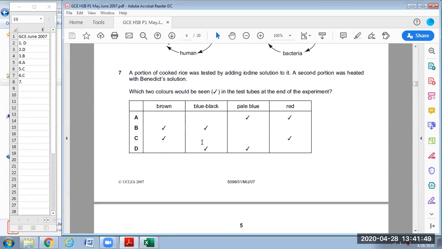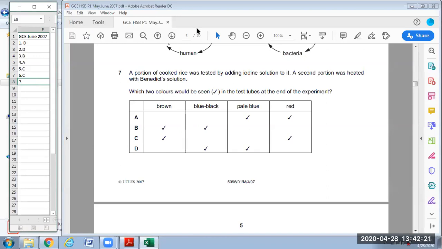Seven. A portion of cooked rice was tested by adding iodine solution to it. A second portion was heated with Benedict solution. Which two colors would be seen in the test tubes at the end of the experiment? So you all have to go through your food tests. There are 4 food tests. I showed you all the videos with the setup, the steps. Miss, I had either B or D. I couldn't figure out which one. I know that the blue and black would have a tick, but I wasn't sure.